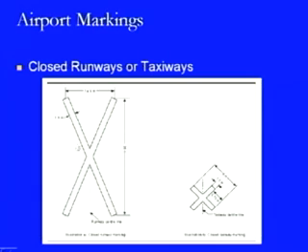Here we can see that this is a cross being provided. The dimensions are being shown here, that is 1.8 meter wide, with this distance as 14.5 meters and this distance as 35 meters. And this is another type of cross marking which is provided. This is basically the closed taxiway marking. So, this is for closed runway marking and this is for closed taxiway marking.